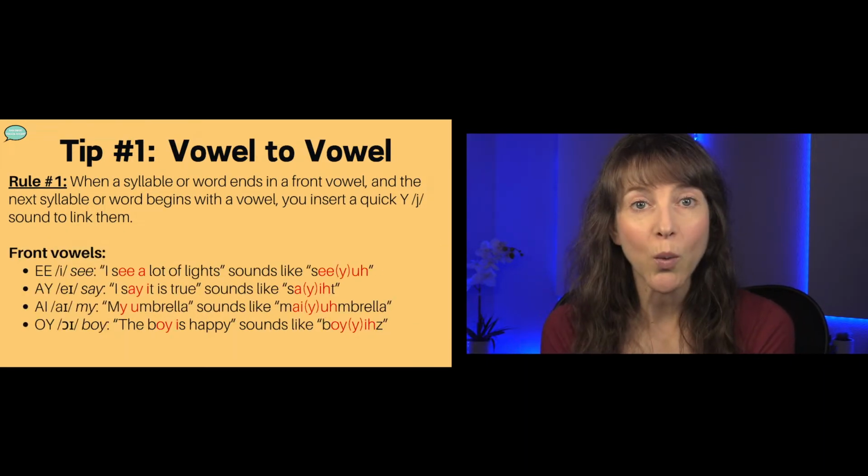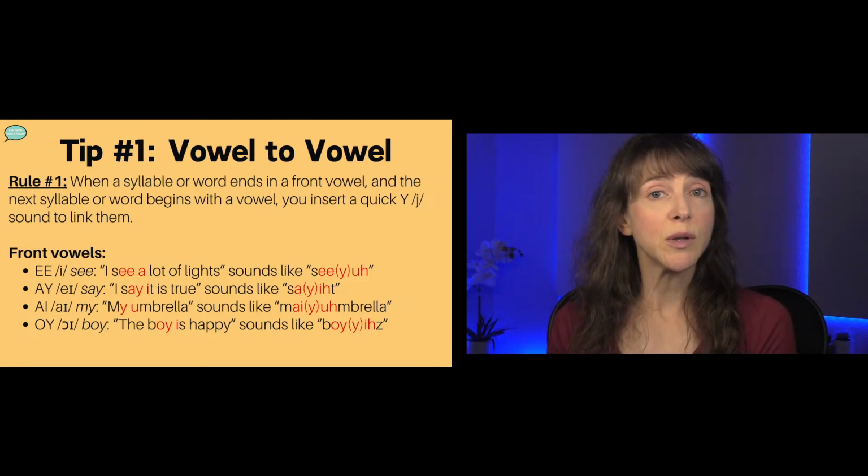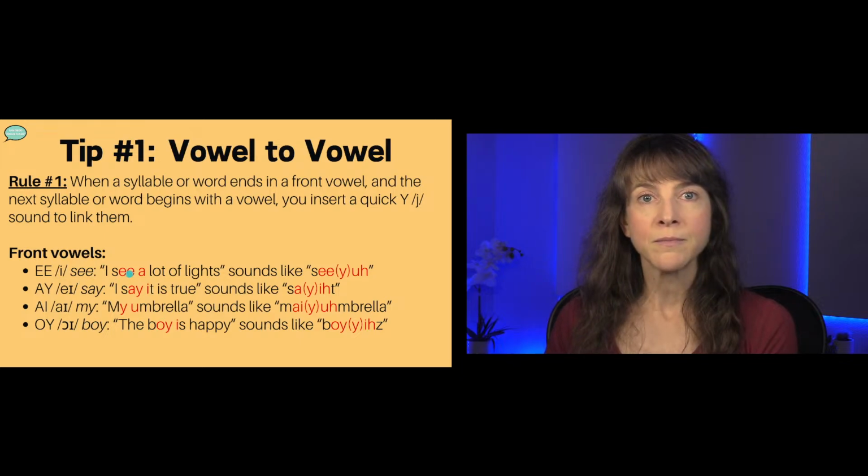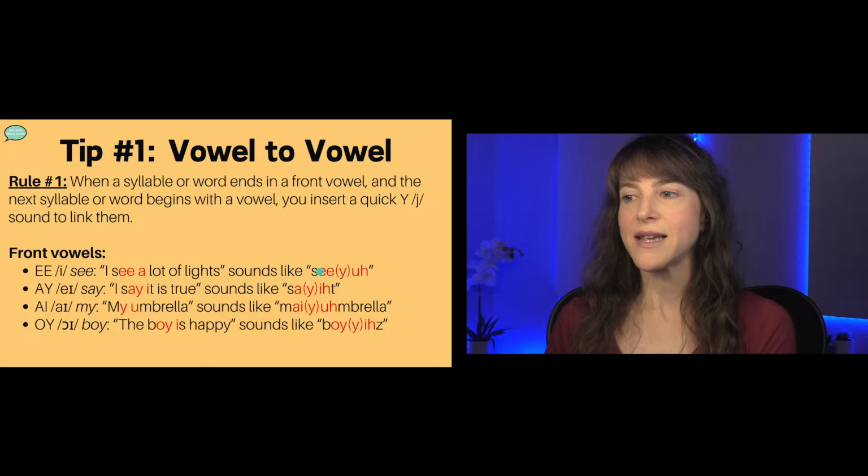And let's talk about what those front vowels are. So this rule applies to these front vowels. The E as in see vowel. So here's your example sentence. I see a lot of lights. So this phrase here, see ya, it sounds like this. See ya.